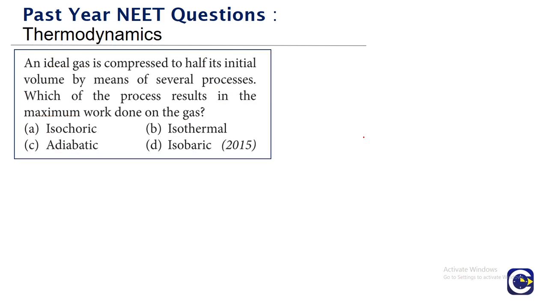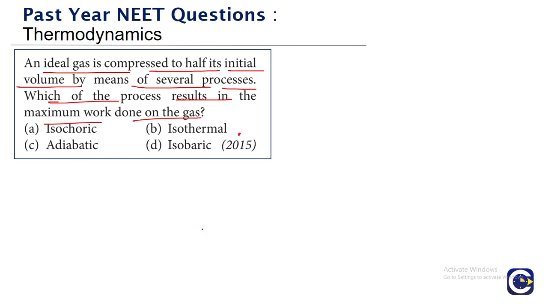So we'll go to the next question. This is a question that has come in 2015. It's a theoretical question. An ideal gas is compressed to half its initial volume by means of several processes. Means, if you're starting from volume V, we are compressing it to half the volume. Means we are making the final volume as what? V by 2 by using different processes. Which of the processes will result in maximum work done on the gas?